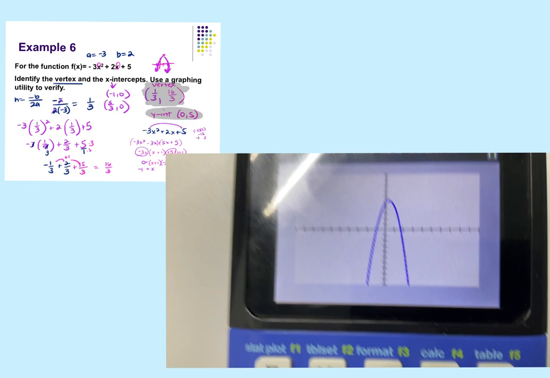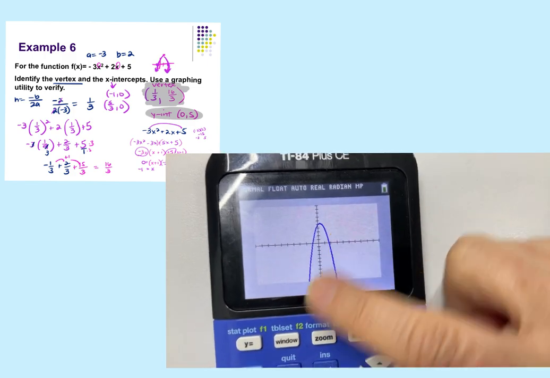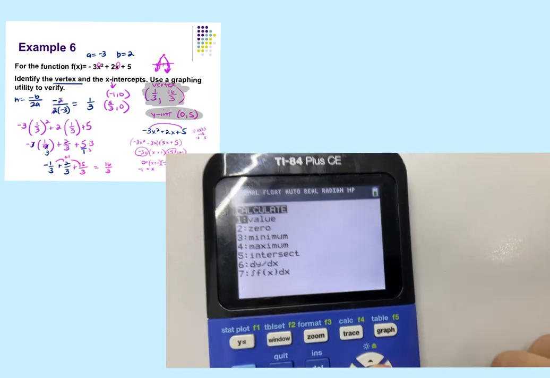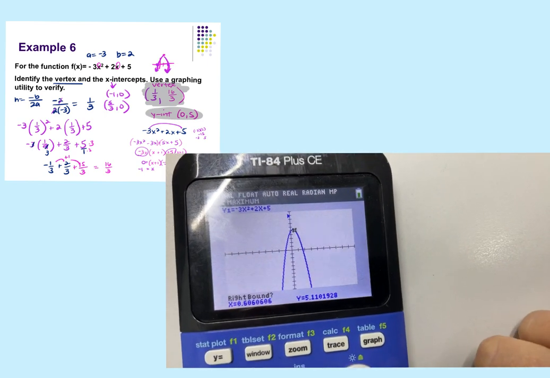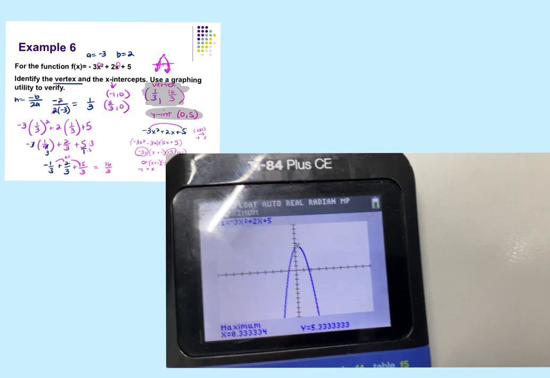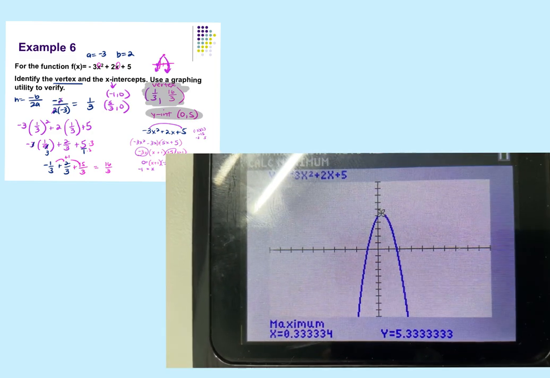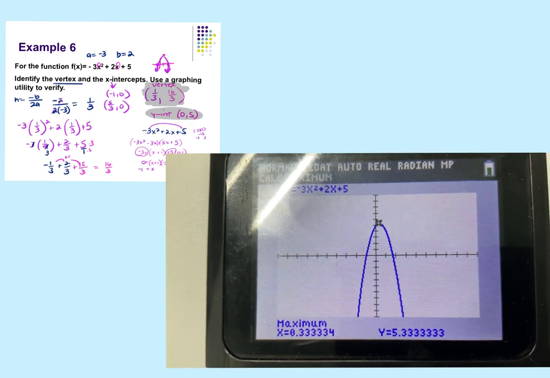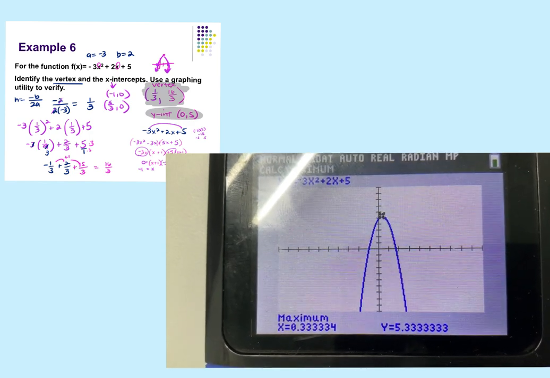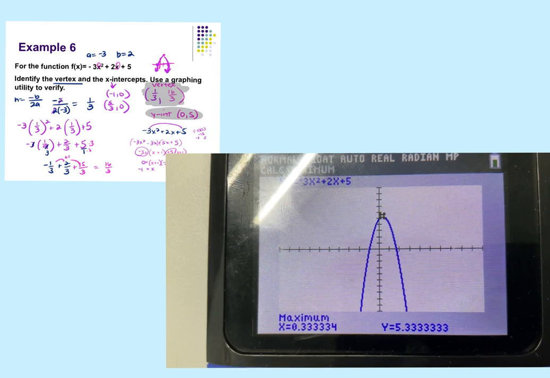How we check to be sure is, what's the point called at the top? It's the max this time. So I'm going to go left of it. It's already left of it. I'm going to go right of it. And I'm going to hit enter, and it's going to bring you to the top. Now, this is, obviously, in decimal form. 0.33 is 1/3, and 5.33 is 16/3, because that'd be 5 1/3, okay?